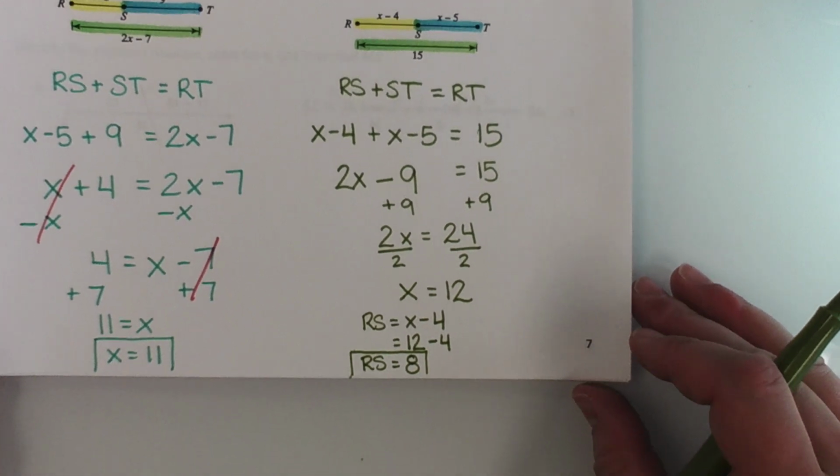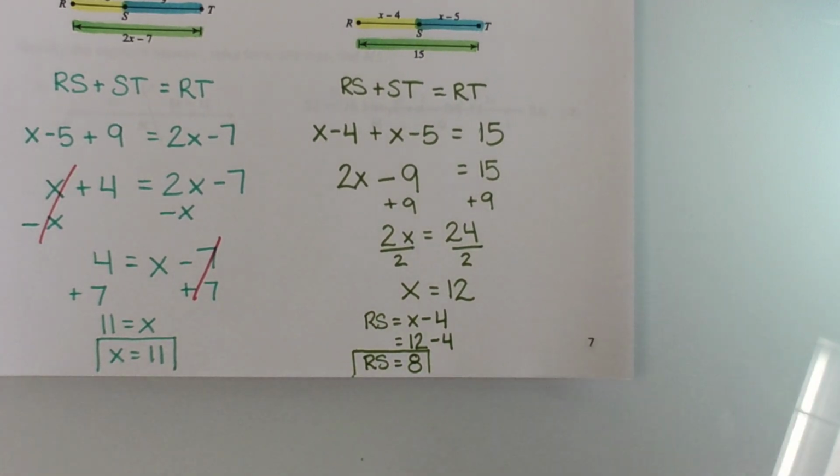Sometimes you might have to plug it back in. You might have to substitute the number back in for the variable to solve. How are we feeling about segment addition postulate? Is it okay at least?